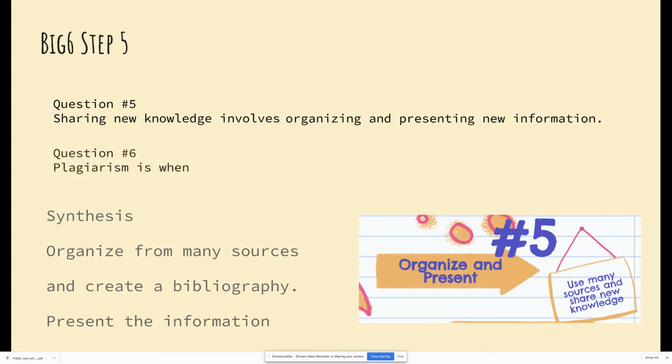Here's question number 6, which is also related. Plagiarism is when the researcher fails to give credit to the author. This can be a big problem, and one of the resources available to you will address this issue.